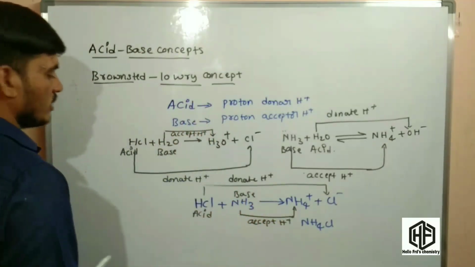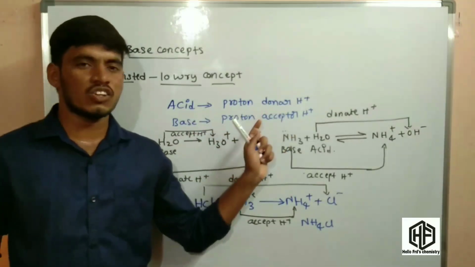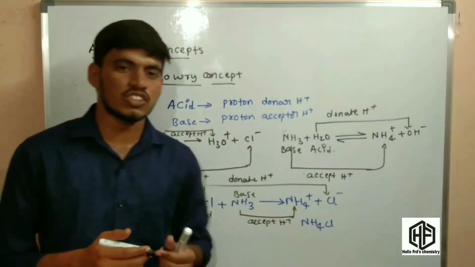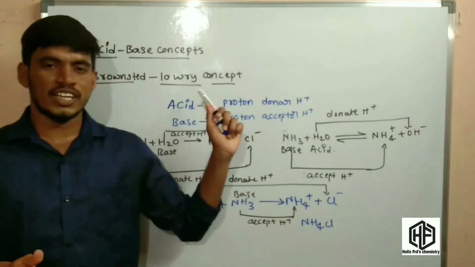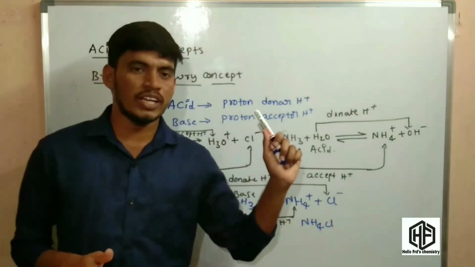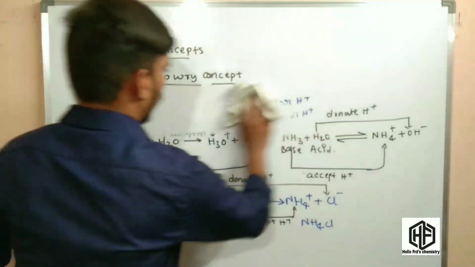What is the base and what is the acid? These are the examples. What is an acid? A proton donor is called an acid, and a proton acceptor is called a base. This is the Bronsted-Lowry concept. Now one more point. So this is clear, friends.